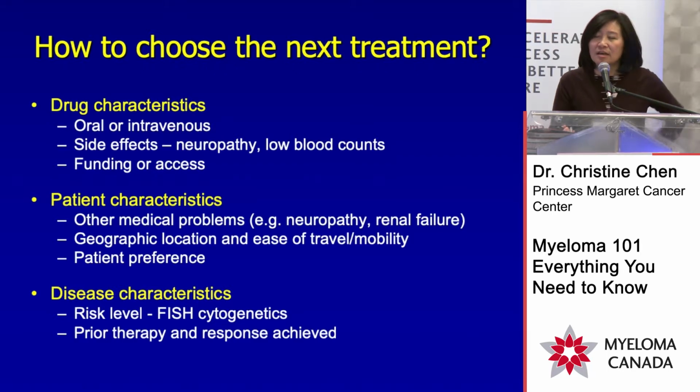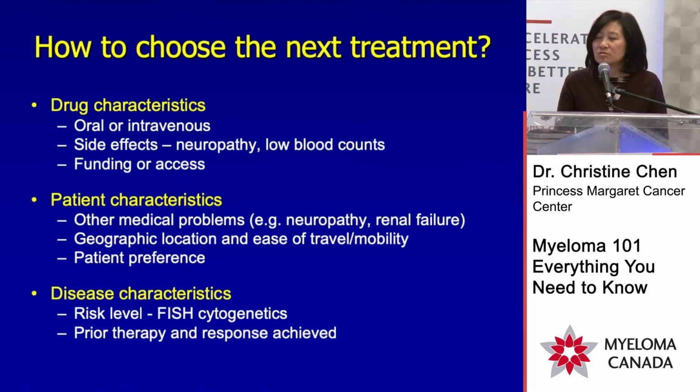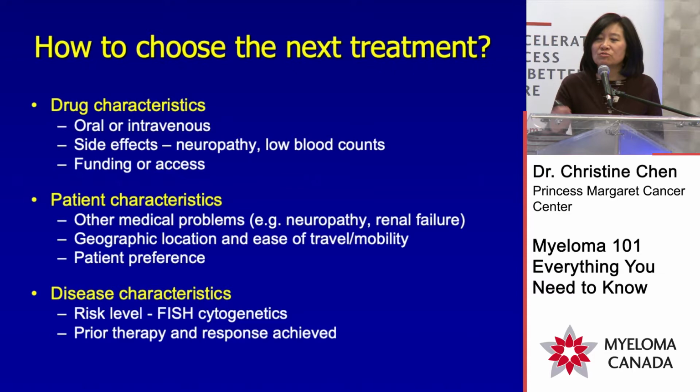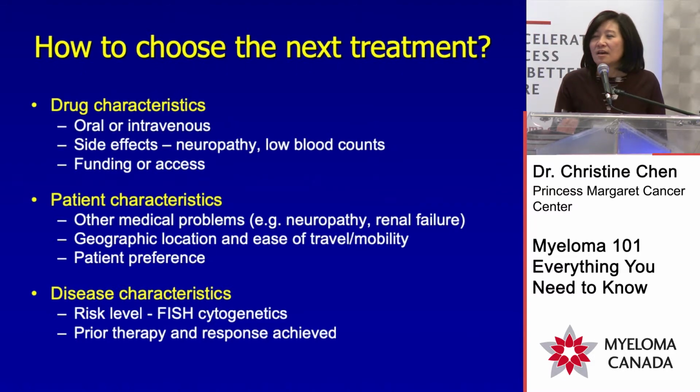And then lastly, your disease characteristics. So we do look at your risk status, largely based on FISH genetics, but there are some clinical parameters we'll look at too that will help us decide which treatments we'll go to next. Sometimes we'll go earlier to an experimental treatment if we think you're not going to respond to standard treatment. And then also very importantly is what treatment have you had already and how well did you respond to it? And are you growing your myeloma or progressing on it? Because that all comes into play for what we're going to choose next for you.